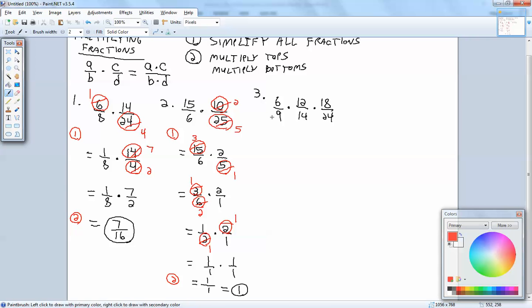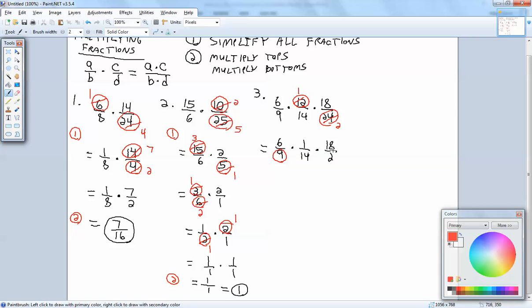Now again, we're looking for a number on top and a number on the bottom, and they're both divisible by the same number. I'm going to start with 12 and 24 here. 12 and 24 both divisible by 12. 12 divided by 12 is 1. 24 divided by 12 is 2. So we got 6 ninths times 1 14th times 18 over 2.